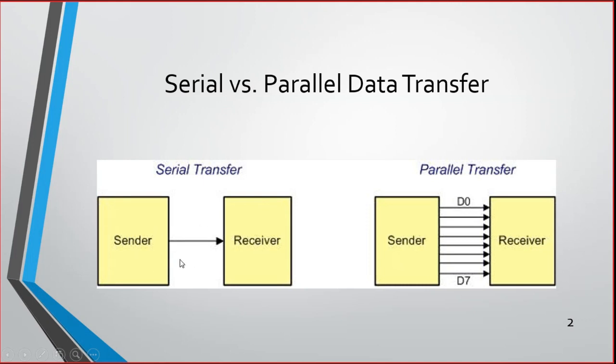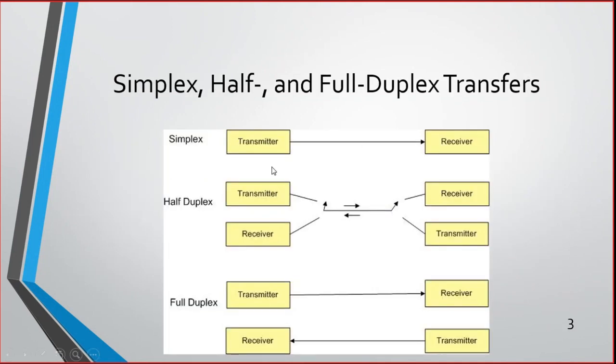Since you are sending bit by bit, it will take a little time for all the data to be received in the receiver. But in parallel data transfer, the whole data can be sent simultaneously. But nowadays we generally use serial transfer in order to reduce the circuit complexity. So these are the types of serial transfer.